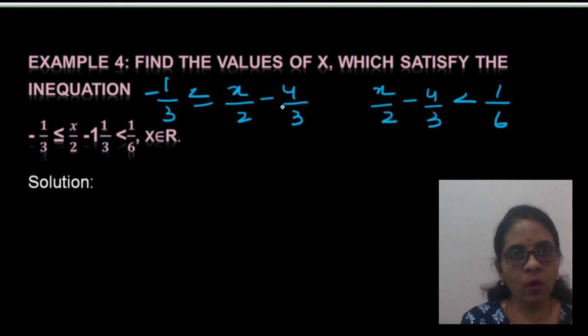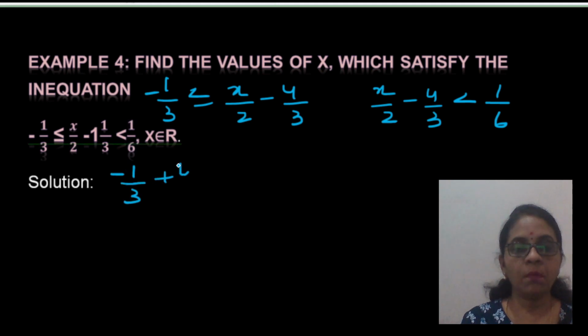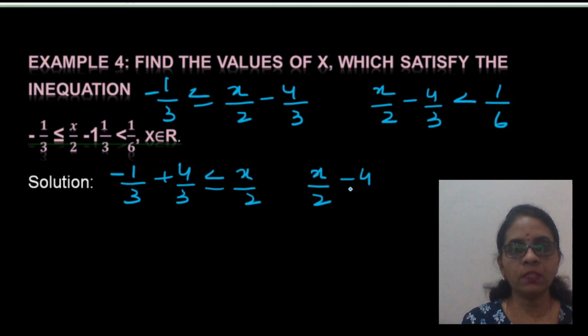So now if you transpose this minus 4 by 3 to the other side, it becomes minus 1 by 3 plus 4 by 3 less than or equal to x by 2, and x by 2 minus 4 by 3 less than 1 by 6.